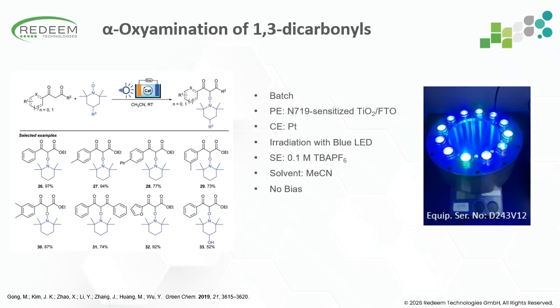And then this last example demonstrates the alpha oxyamination of 1,3 dicarbonyl compounds, and they are using a dye-sensitized TiO₂ photoanode. In contrast to the previous examples, the reaction here is performed in this commercial setup, which has multiple quartz tube batch type PC cells, and they are performed without applying any external bias. Instead, the photovoltage is generated by the sensitized photoelectrode alone. And this is sufficient to drive this transformation, which is very interesting, but still this is batch chemistry.